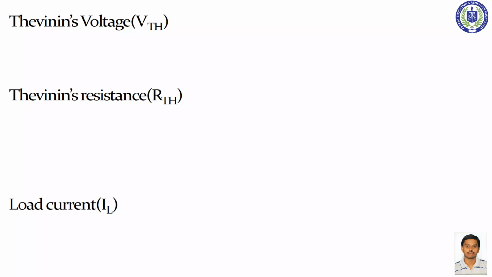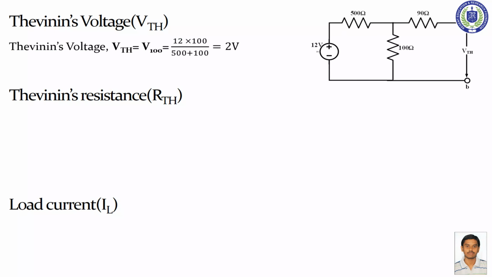First of all, we calculate the Thevenin's voltage. According to the explanation, open the load terminal RL and find the voltage across terminals A and B. There is no current flow in this portion, current flows only through this path. VTH is the voltage across the 100 ohm resistor, V100.